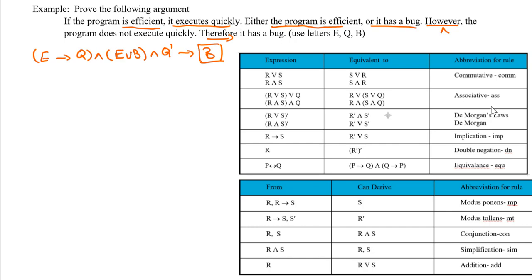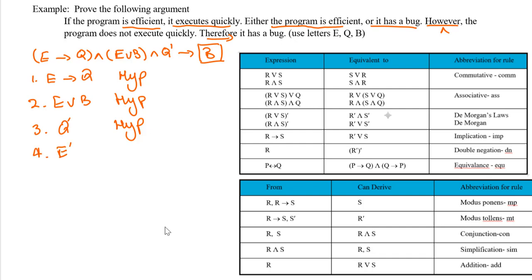So let's write them down. So here are our hypotheses. So what do we know? We know E implies Q is true and not Q. So I could use MT, modus tollens, and I could say that not E is true. So MT from 1 and 3. Okay. So the next thing, because my goal is to reach B, where I see B, I see it in number 2. So what I'm going to do is double negation in number 2.